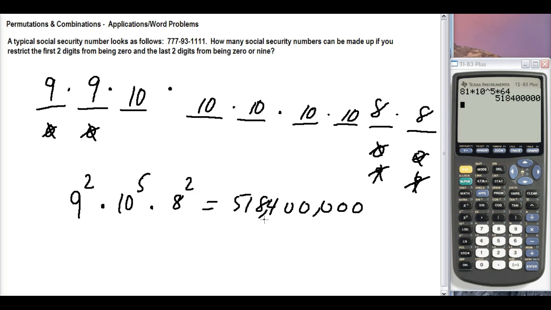And so this concludes the examples for permutations and combinations, and in particular, applications and word problems.